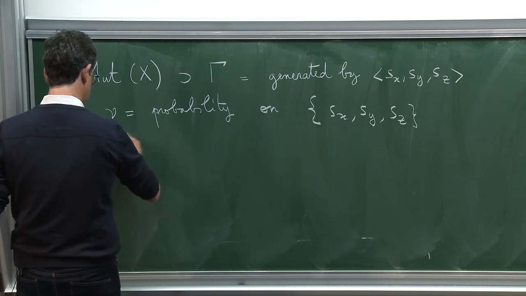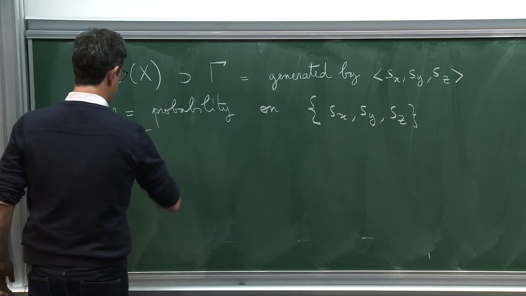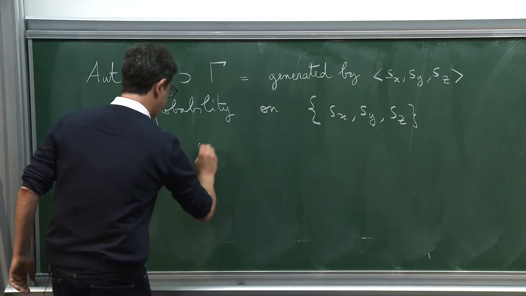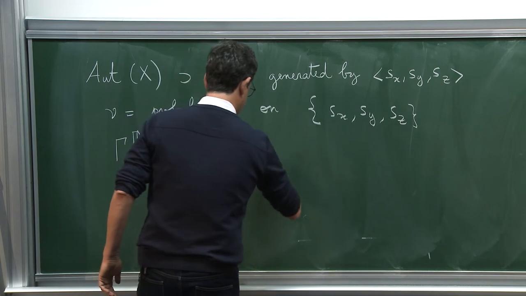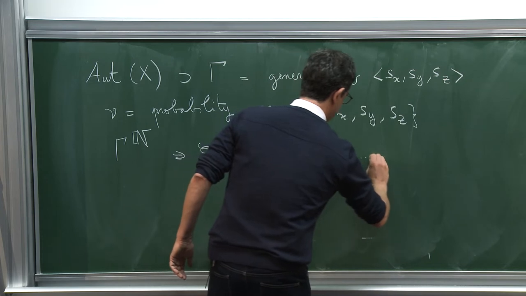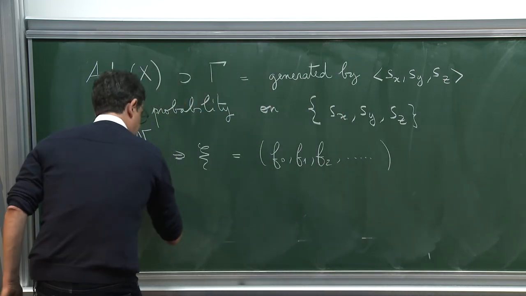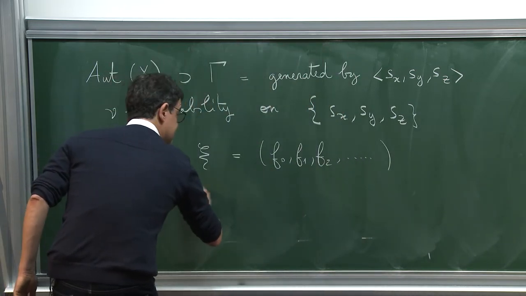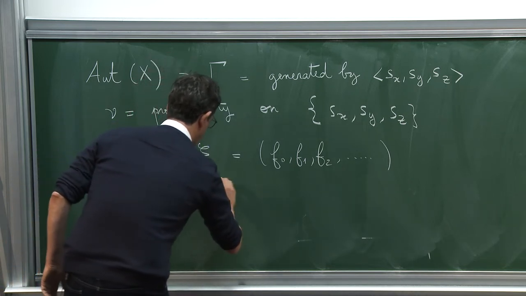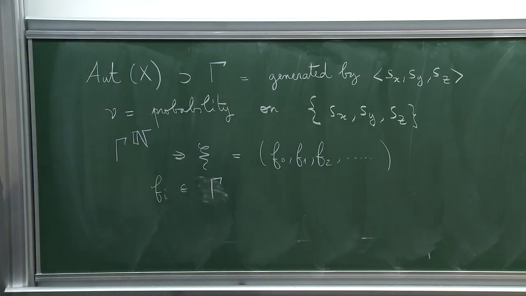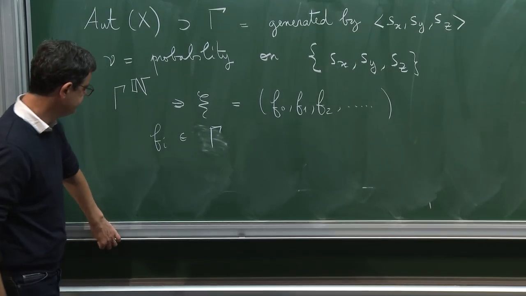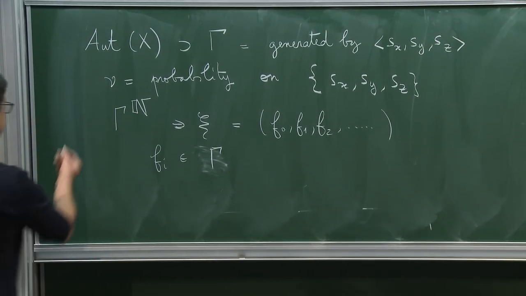So these are points in gamma to the n, n in Z plus. Such a point I will denote by xi, and it's a sequence f0, f1, f2, etc. Each of the fi is in the group gamma generated by the involutions. Okay. In fact, each of them will be one of these involutions. And I will start with a point on the surface.